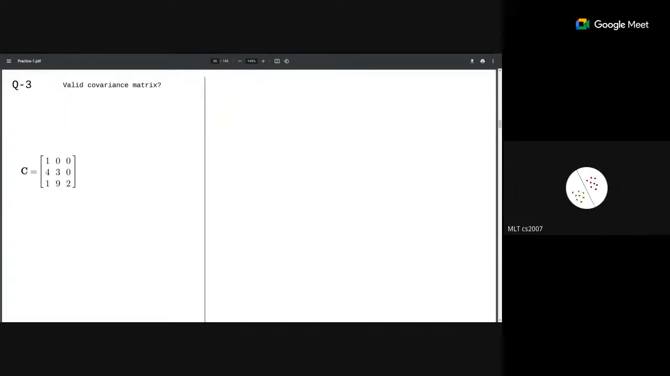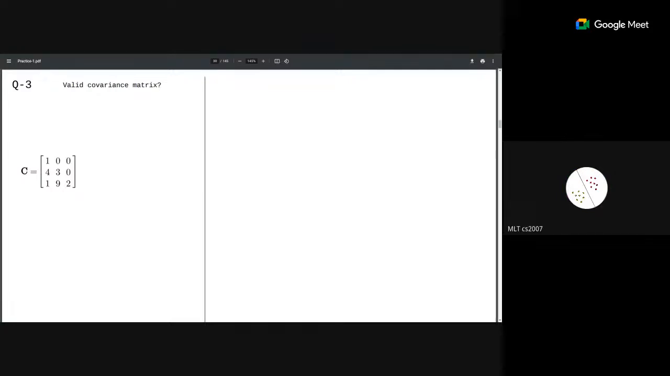Okay, so we are moving on. Now we'll move to PCA, right? So we are going to move to PCA of week 1. So you are given a matrix here. Is this a valid covariance matrix? It's not symmetric, sir. No, it's not. It should be symmetric. That's correct.